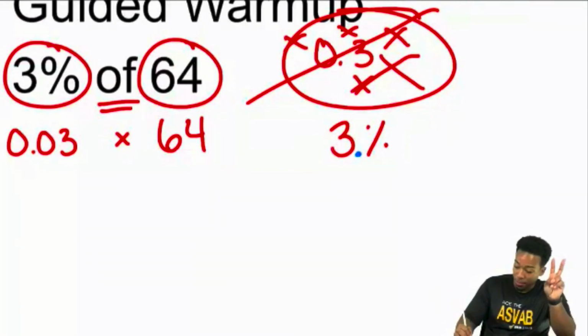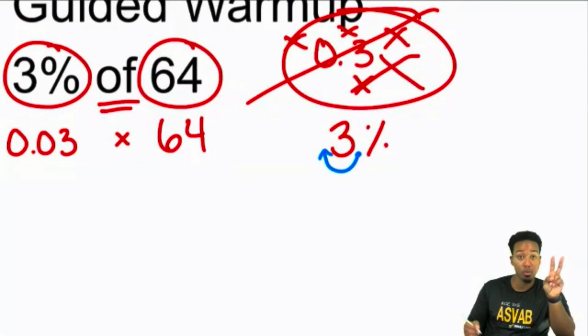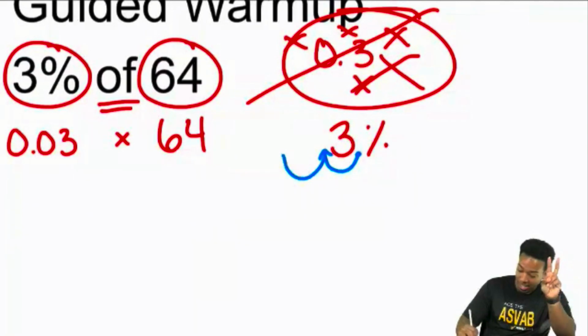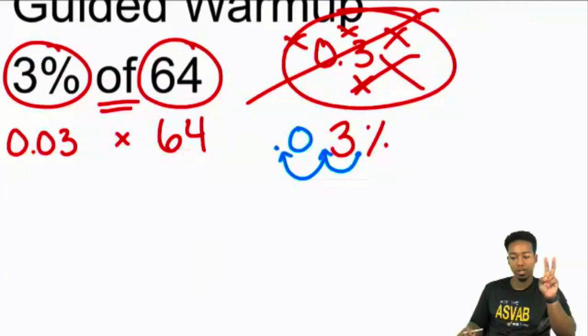Twice. If you move it one time, you get 0.3. If you move it the second time, that's where you get the 0.03. So remember, move the decimal place twice, 2 times.